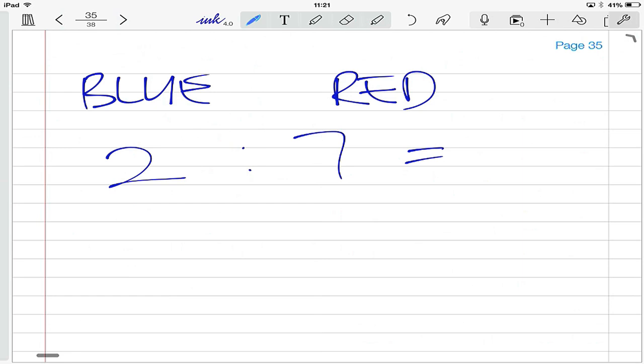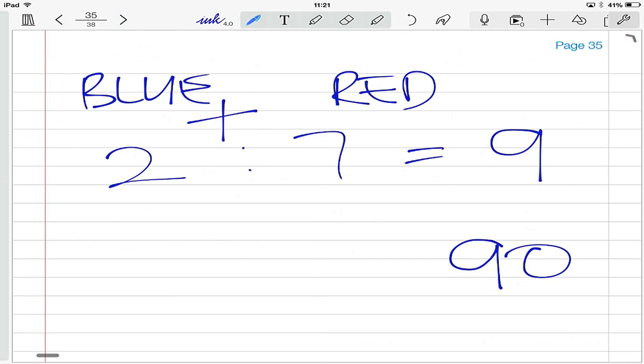So let's forget about the 90 for a moment. We'll come back to that. Obviously, it's important. But for now, let's just assume that all we have are 2 blue caps and 7 red caps. If that was the case, altogether, just simply by adding the 2 blue and the 7 red, we would have 9 caps. Now, the question was, we've actually got a total of 90 caps. And so how many blue caps do we have?